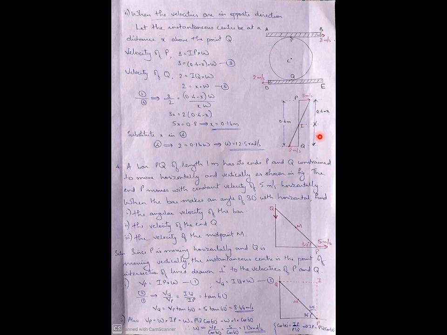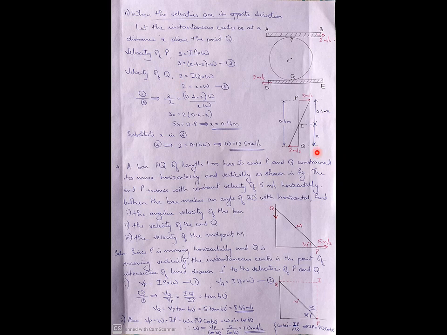Let x be the distance from I to Q. So the distance from I to P will be 0.4 minus x. Now velocity of P will be equal to IP into omega. What is this IP? It is 0.4 minus x, into omega, which is unknown. That value is equal to 3.